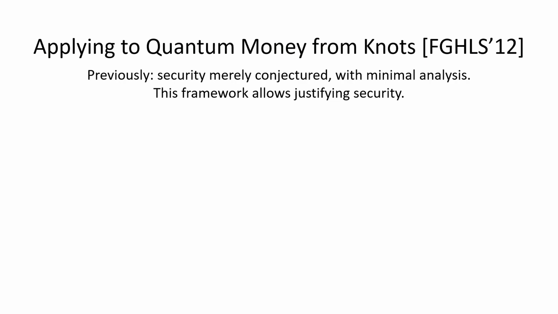This framework can be applied to quantum money from knots, the proposal from Farhi et al. from 2012. The 2012 paper merely conjectured security, but gave no formal proofs of security. And in fact, before this work, little was known about its security besides just a general sentiment that problems dealing with knots are very hard. And so this framework allows us to formalize the necessary conditions for this proposal being secure.